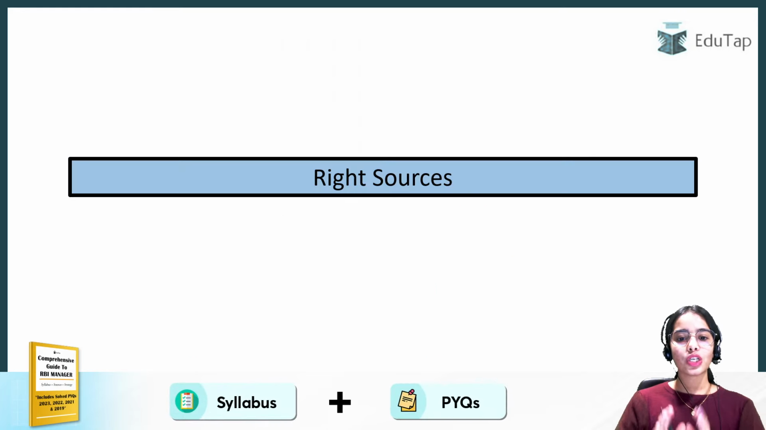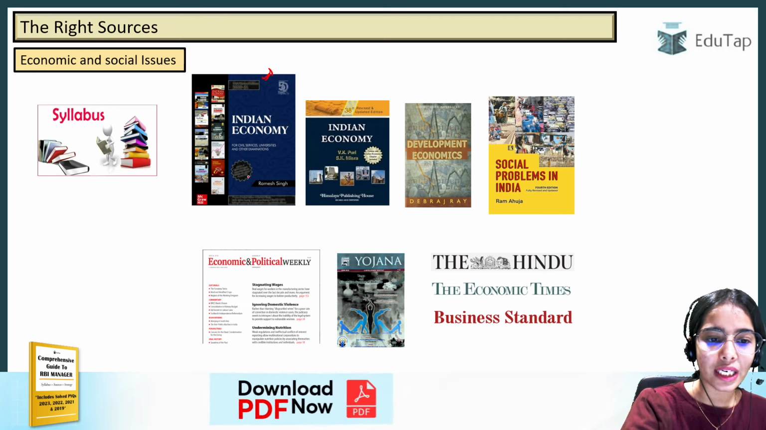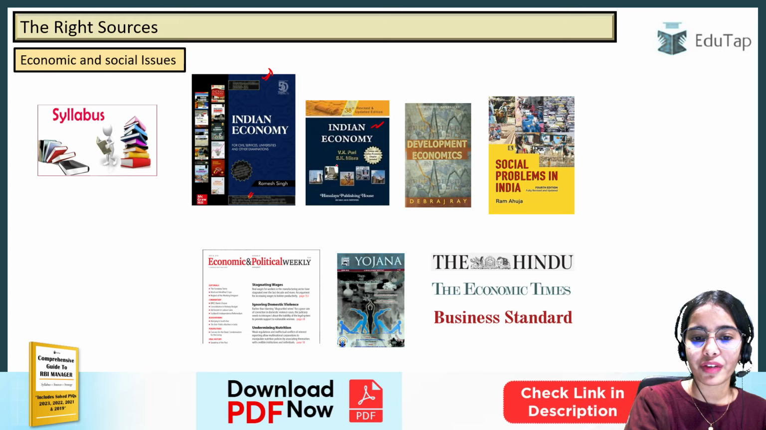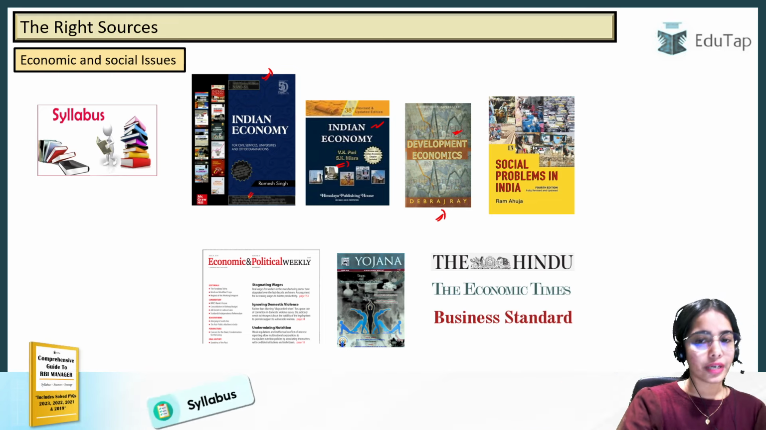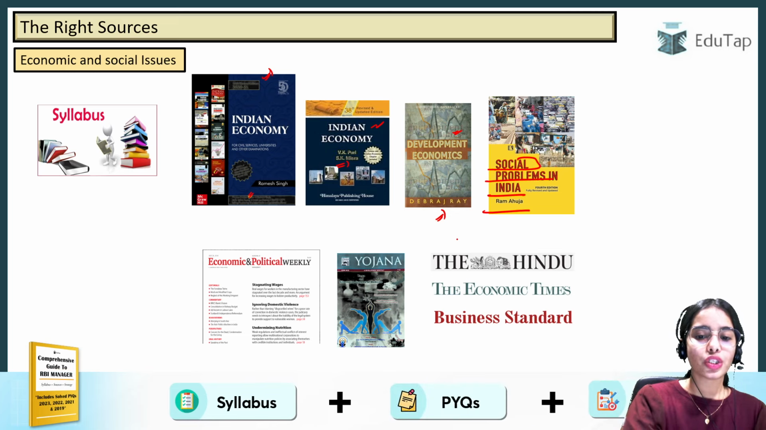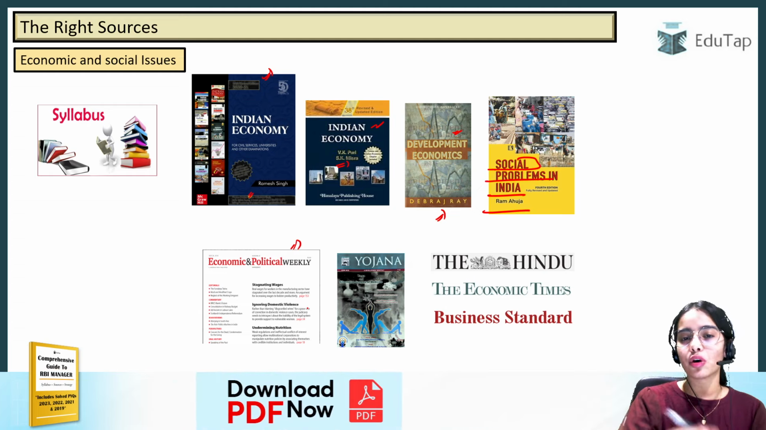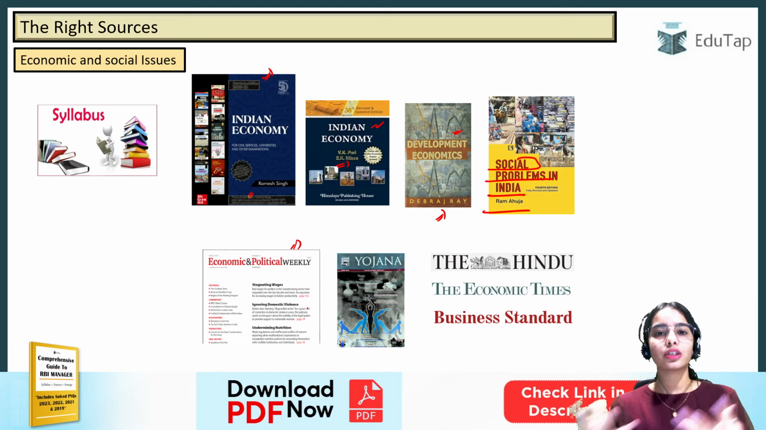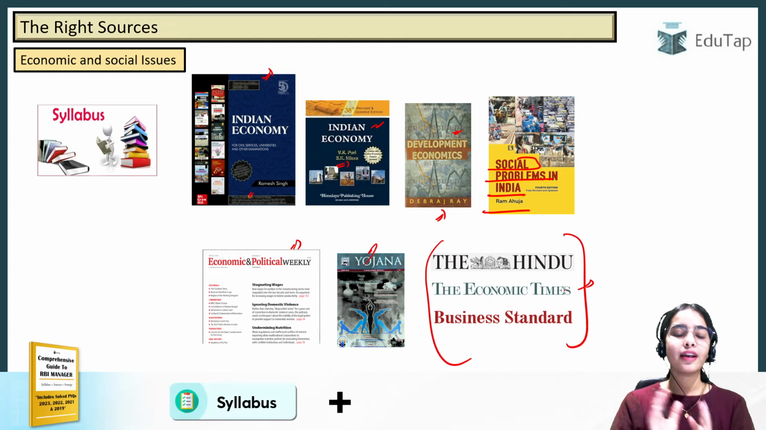Okay, so now coming to the right sources. Here are some of the right sources for you: Indian Economy by Ramesh Singh, Indian Economy by VK Puri and SK Mishra, Development Economics by Debraj Ray, and Social Problems in India by Ram Ahuja. These are some of the books that you can follow. You can also follow the Economic and Political Weekly for more pointers for descriptive writing, Yojana, and any one of the newspapers.